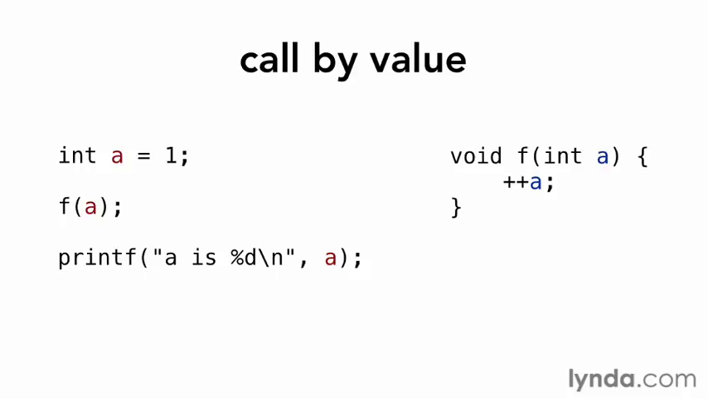Here's the function, which takes that value and assigns it to a local variable, also named a. But this is absolutely a different variable. It's in a different scope and is separate in every way. The value 1 is copied and passed to the function, so when a is incremented in the function, only its local copy is affected. The caller's copy remains unchanged, and the printf will print the number 1.